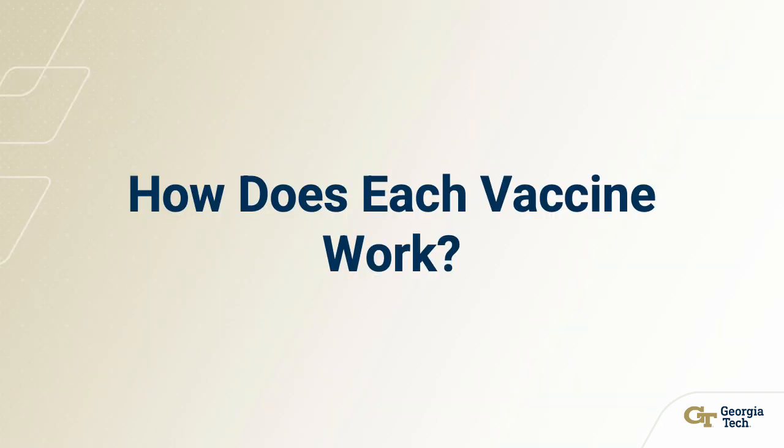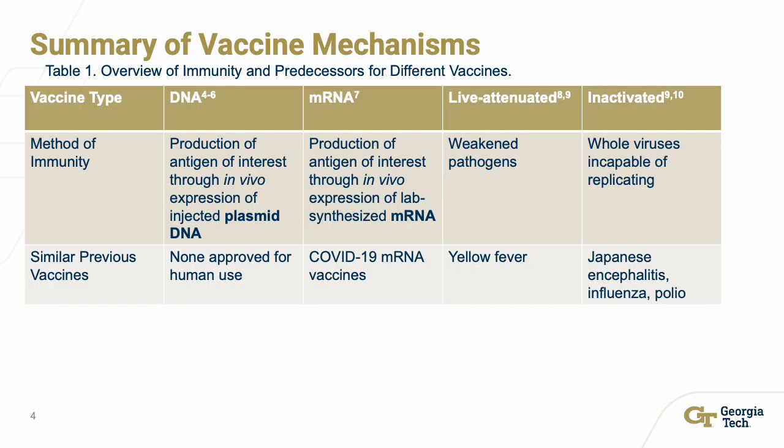This presentation will primarily focus on production routes for different types of potential Zika virus vaccines. Before discussing the production routes, first we'll go through a brief summary of how each vaccine works. We will primarily be discussing 4 types of vaccines: DNA, mRNA, live attenuated, and inactivated vaccines.